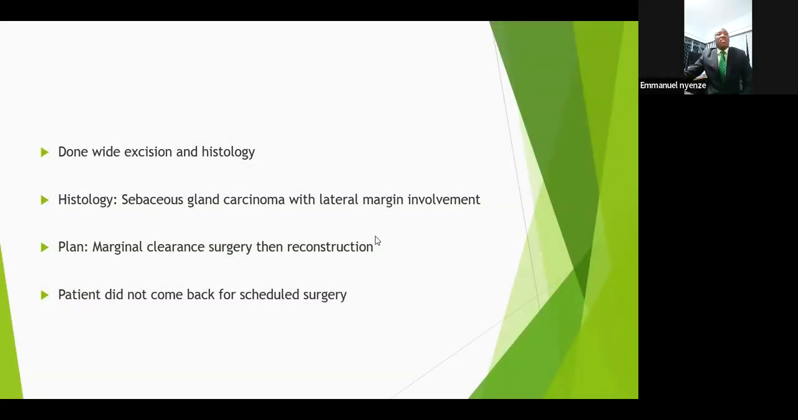The lateral margin was still involved by the lesion. Now, the plan for treatment was to do surgery for marginal clearance and eyelid reconstruction.